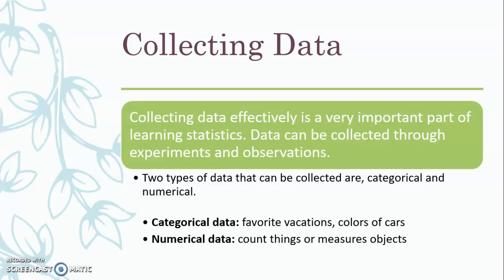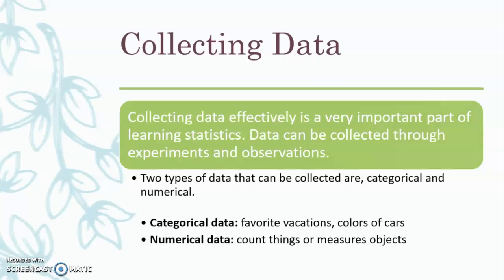Now, collecting data. Collecting data effectively is a very important part of learning statistics. That's the key word, effectively. Data can be collected through experiments and observation. This part's so important because without data, there's no way to analyze it. There's no way to put it into graphs. There are two types of data: categorical data, such as favorite vacations or colors of cars, and numerical data, such as counting or measuring objects.